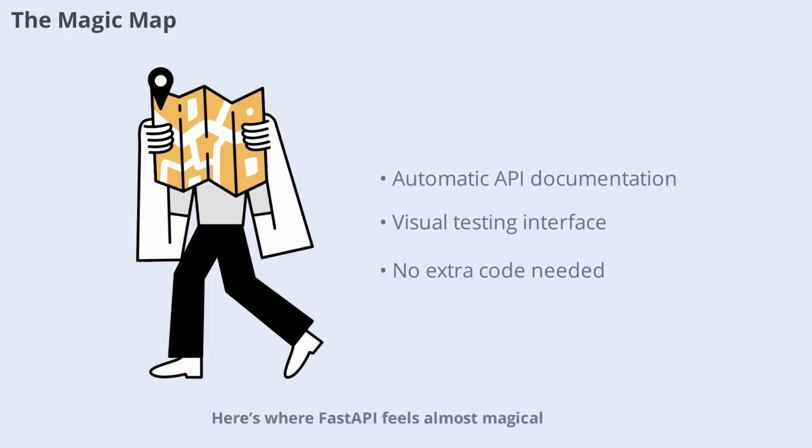Here's where FastAPI feels almost magical: it automatically creates a map of your app's features. By simply visiting /docs in your browser, you get a built-in Swagger UI, a visual page where you can see and test all your app's endpoints. No extra coding required. This feature saves time and helps you understand exactly how your API works. It's like having a detailed map that guides you through every part of your backend, making development and testing a breeze.